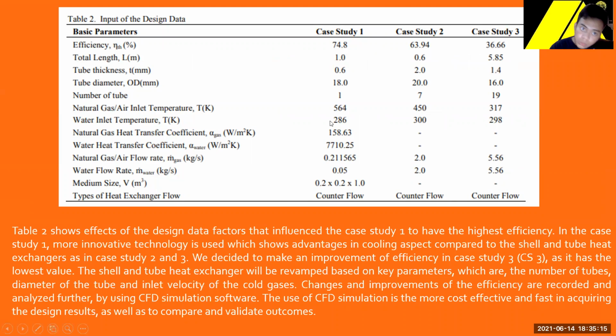And this is Table 2, the input of the data. The basic parameters are efficiency, total length, tube thickness, tube diameter, number of tubes, natural gas or air inlet temperature, water inlet temperature, natural gas heat transfer coefficient, water heat transfer coefficient, natural gas or air flow rate, water flow rate, medium size, and the type of heat exchanger flow. Table 2 shows the effect of the design data factors that influence case study 1 to have the highest efficiency.